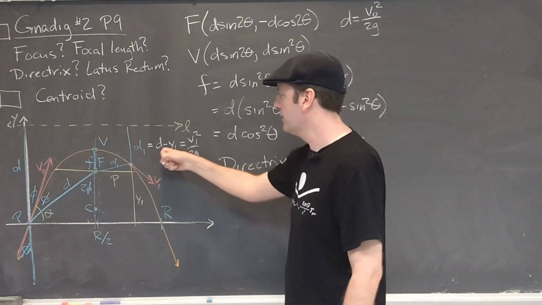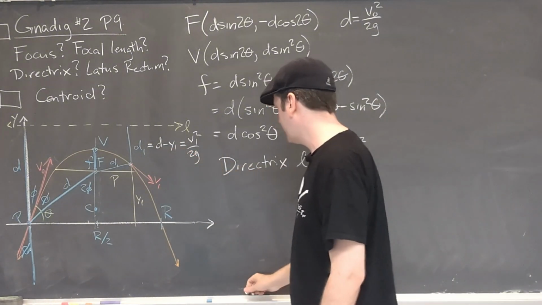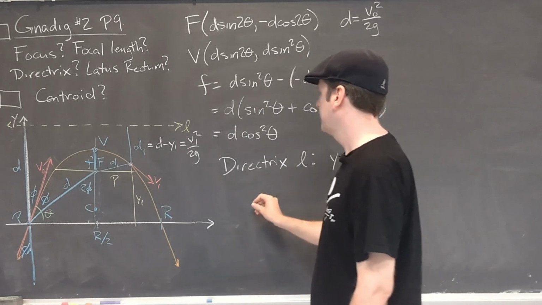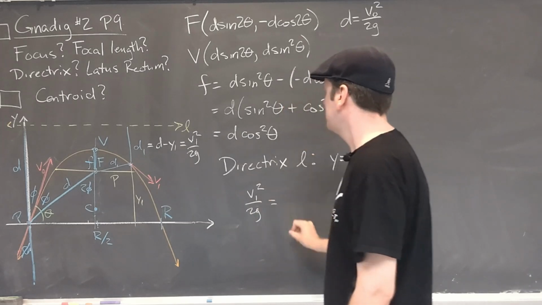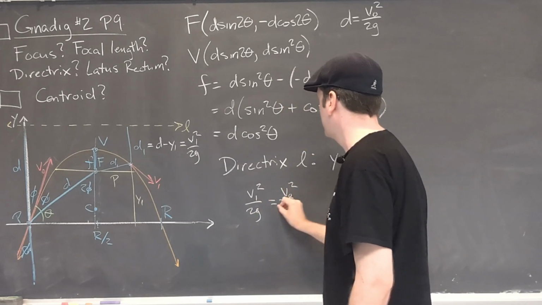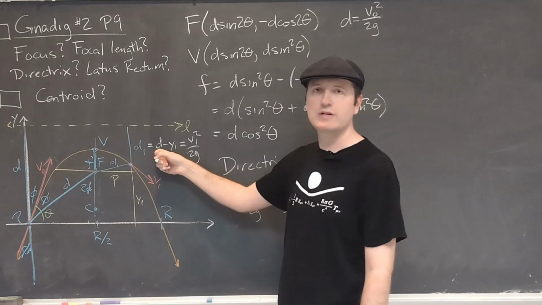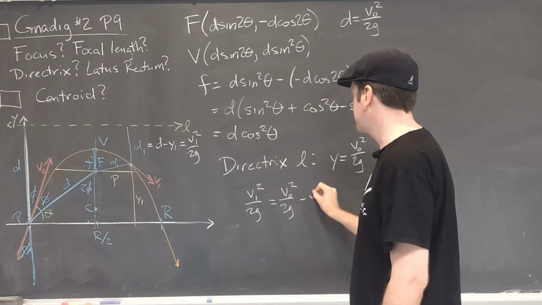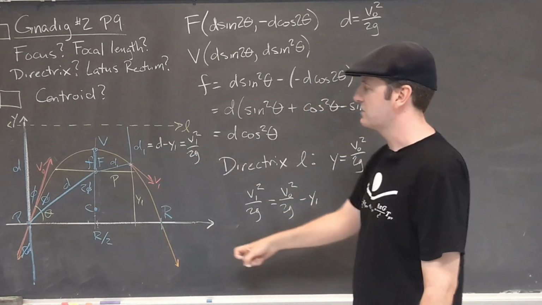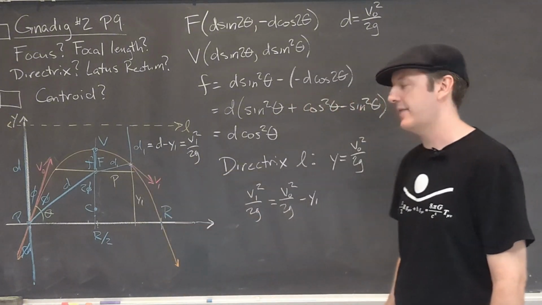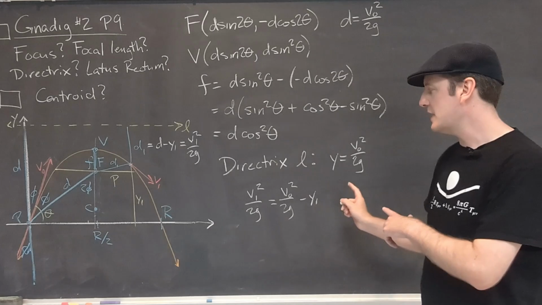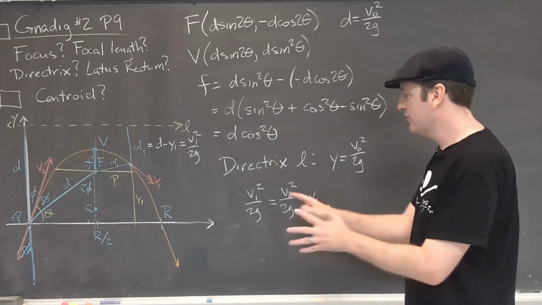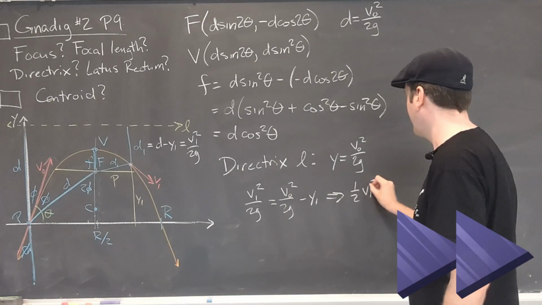Well, if I just do a little bit of rearrangement here, we get this very interesting relationship. V1 squared over 2g is equal to V naught squared over 2g. Let's recall that was the original d, minus y1. In other words, how high is the projectile at this particular point? Let's multiply everything by 2g and maybe move the y1 over.